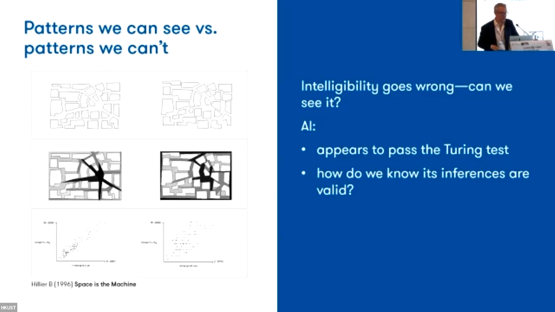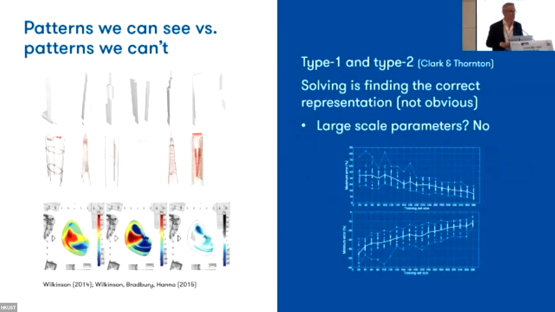And with AI, it's often the same sort of thing. Often it appears to pass the Turing test, let's say, but how do we know the inferences are valid?